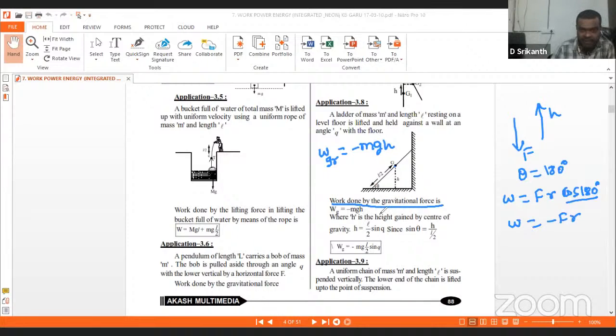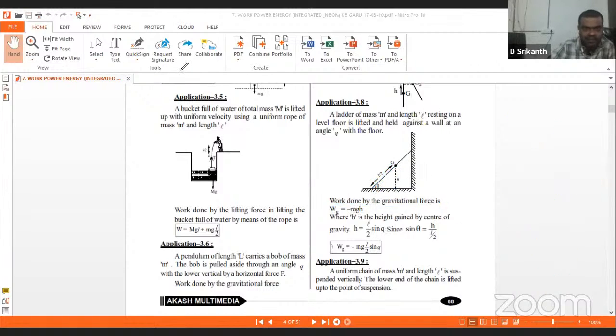Since we know h, in this triangle the hypotenuse is L by 2 and the opposite side is h. So considering sine theta, sine theta equals h by L by 2. So h is equal to L by 2 sine theta. So work done is equal to minus mg L by 2 sine theta.